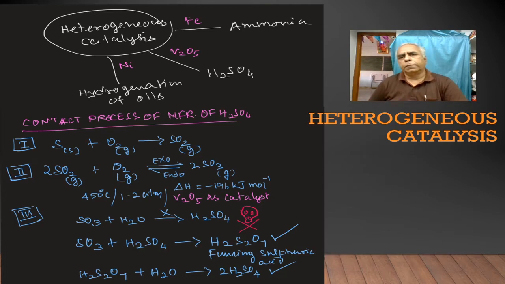Then the third step, where by combining sulfur trioxide with water you can get sulfuric acid, but it's a very dangerous process, and that's why in industries they use sulfuric acid itself. They combine the existing available sulfuric acid with the sulfur trioxide, and they make it fuming sulfuric acid, H2S2O7. And then from this fuming sulfuric acid, by further diluting, we can get sulfuric acid comfortably.